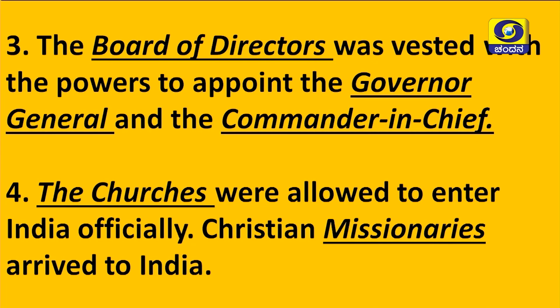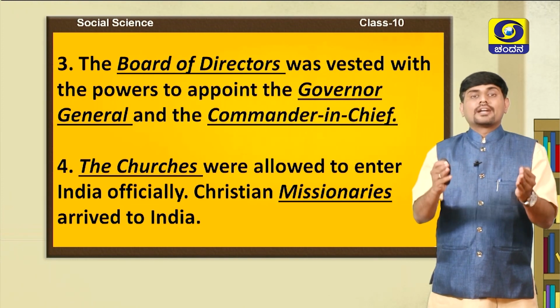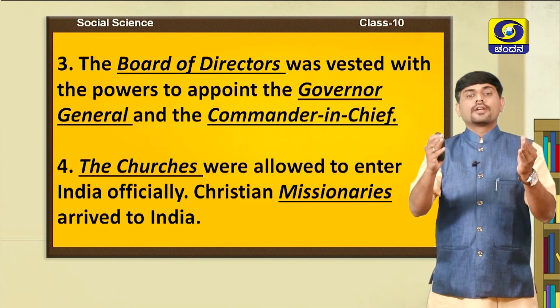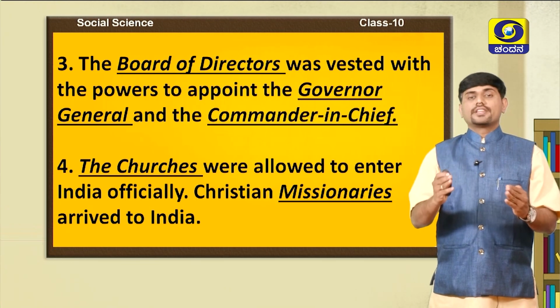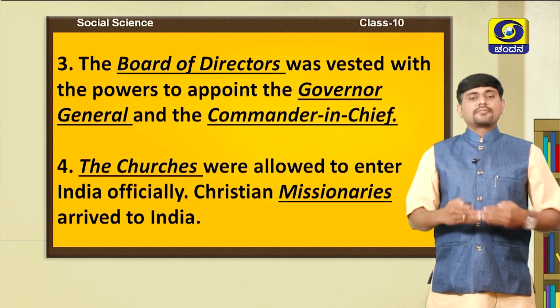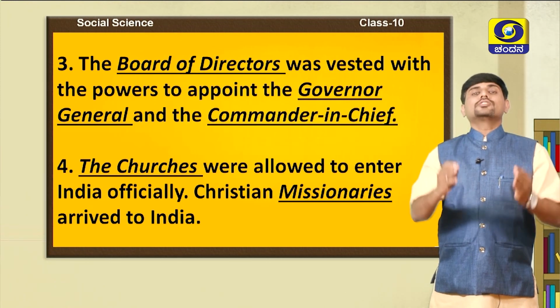And the third one, the Board of Directors was vested with the powers to appoint the Governor General and Commander in Chief. Till then the Governor General of the British East India Company, children, was appointed by the British government. But henceforth, the Governor General in India was appointed by the Board of Directors, and along with that, the Commander in Chief was also appointed by the Board of Directors. After that, the act provided for the introduction of the churches into India.